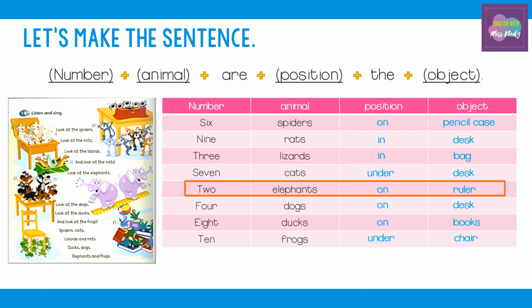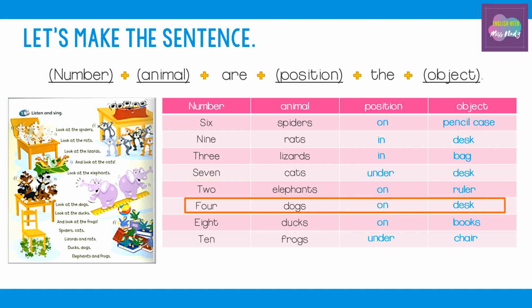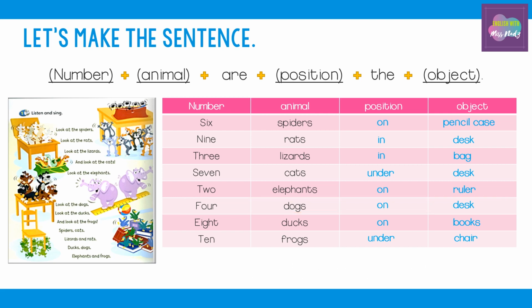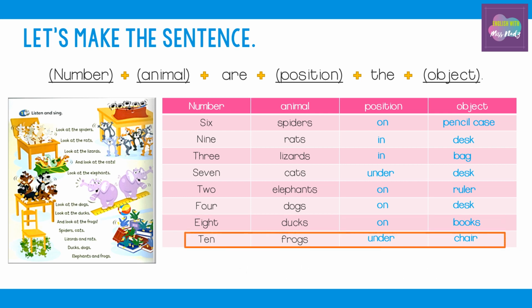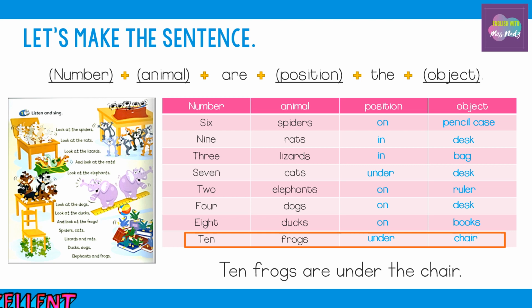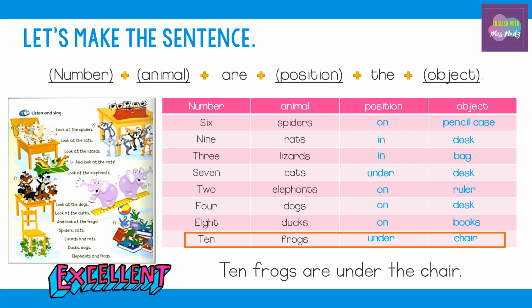2 elephants on ruler. 2 elephants are on the ruler. 4 dogs on desk. 4 dogs are on the desk. 8 ducks on books. 8 ducks are on the books. 10 frogs under chair. 10 frogs are under the chair. Excellent!